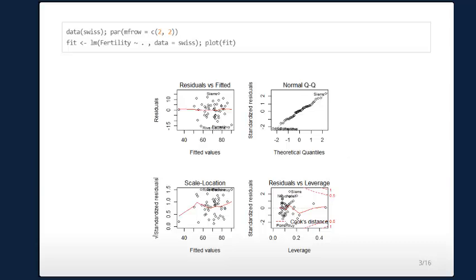Now, let's look back at the Swiss fertility data. So you can do data(swiss), and par(mfrow = c(2, 2)) just says I want 4 plots arranged in a 2x2 array. I'm going to fit my linear model, and I'm just going to include all my covariates. And I'm just going to say plot(fit). And it gives us this set of different plots, and what we're going to talk about today is basically what these plots do and why someone would want to plot them, right? They're assessing different aspects of model fit.